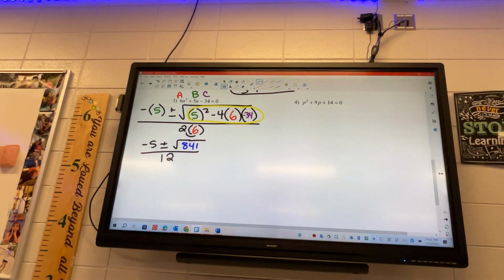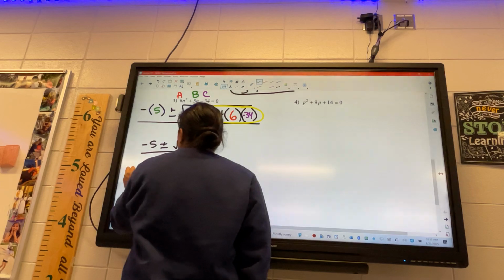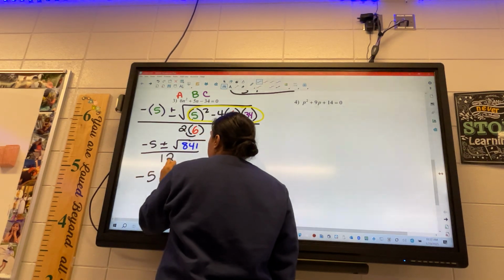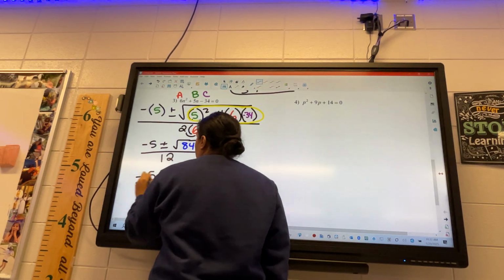Now we're going to hit our house button, the square root, and then we're going to put an 841 underneath of it and hit equals. What does that give you? 29? Okay, so we got -5 plus or minus 29 over 12.